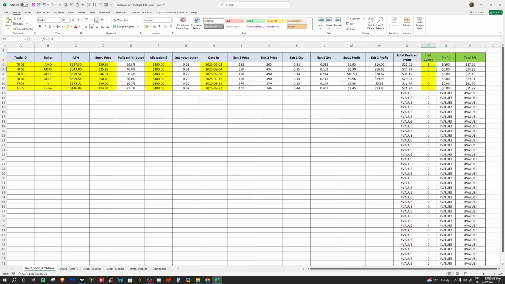Now if the trade then goes back up and it hits the 20% line again and then pulls back to the 30, then again we need to put that in as another half cycle. That way we get a total profit and loss, so that we get the half cycles plus the full cycle, and we get the full profit and loss there.